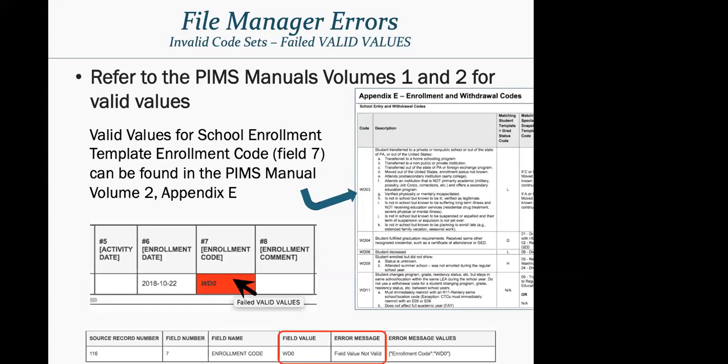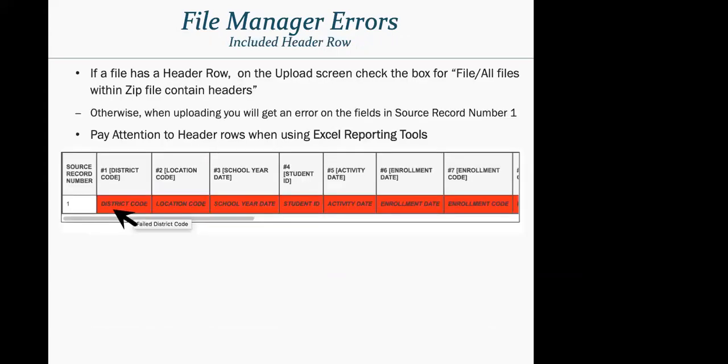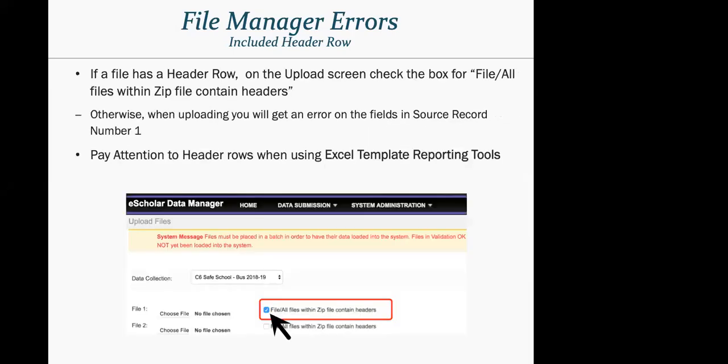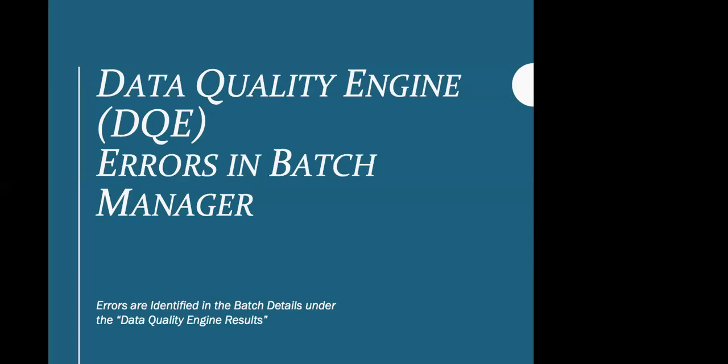Here's an example of a header row that was not checked off, and so therefore it believes that all of those things are incorrect. And here, once again, is where we want to make sure on our upload to check that it does have a header. Okay, we're now going to take a look at the DQE errors.